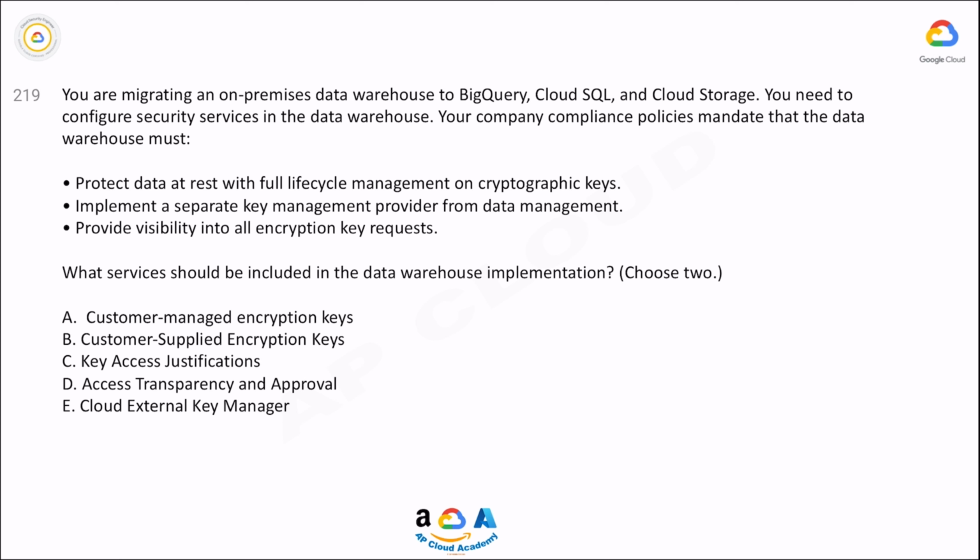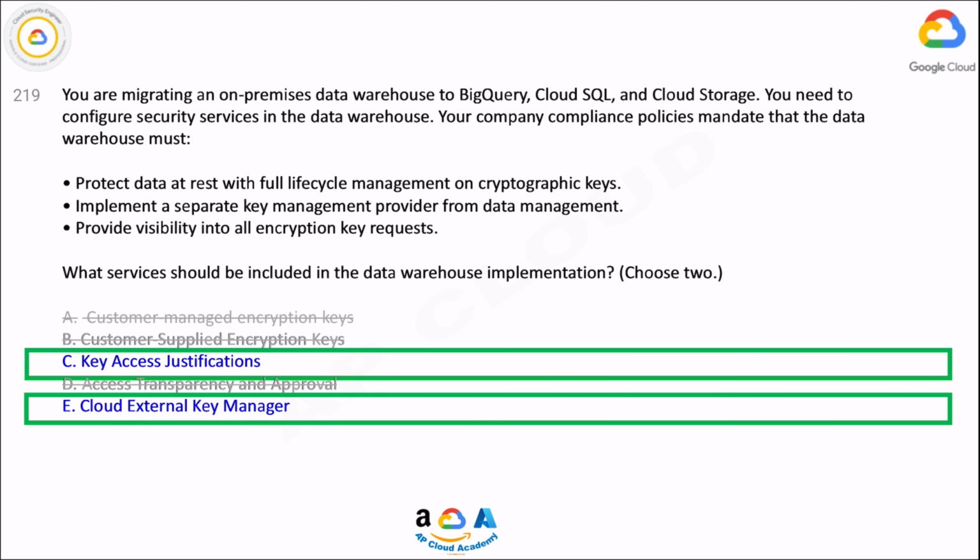Choose 2. A. Customer-managed encryption keys. B. Customer-supplied encryption keys. C. Key access justifications. D. Access transparency and approval. E. Cloud external key manager. The correct answer is C and E. C. Key access justifications. E. Cloud external key manager.